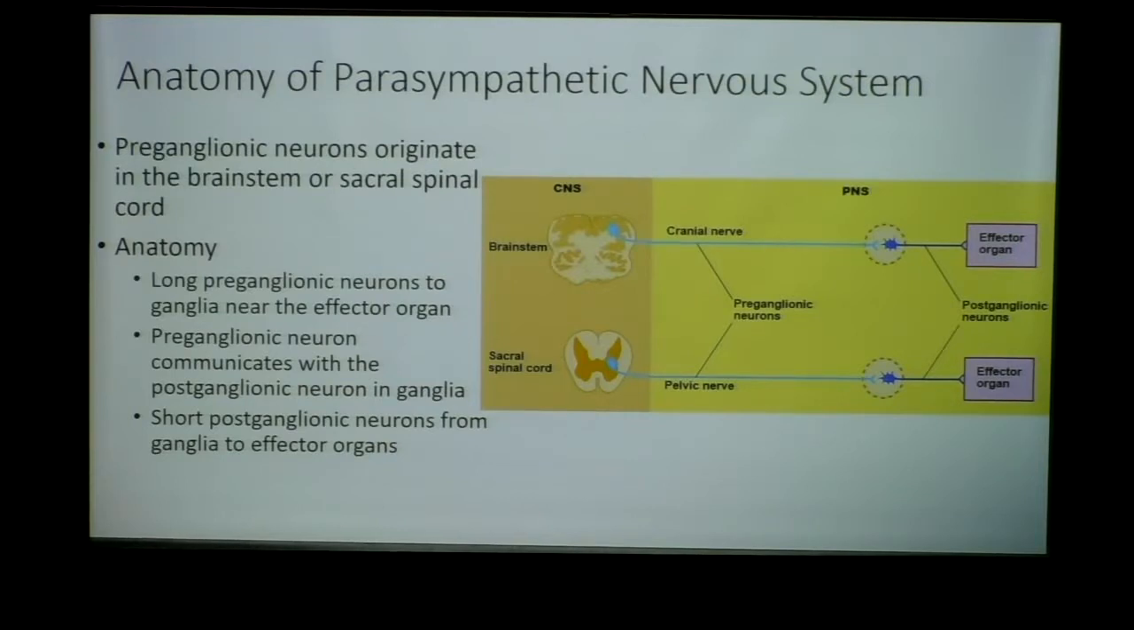Instead, the parasympathetic system has a long neuron that leaves either the brainstem or the sacral part of the spinal cord, travels all the way out to a ganglia that is very close to its effector tissue. And so effectively, we have a longer preganglionic neuron and a much shorter postganglionic neuron. So just the opposite of the sympathetic nervous system, okay? So no synapsing onto the sympathetic chain here, just to a ganglia that is very far from the spinal cord, closer to the effector tissue.